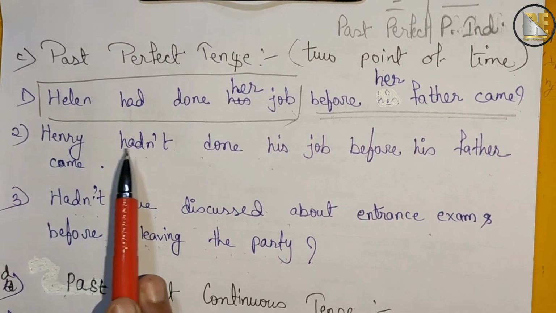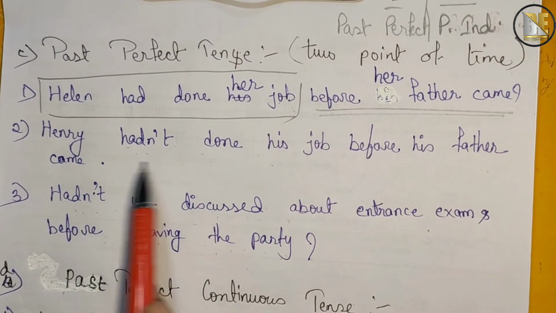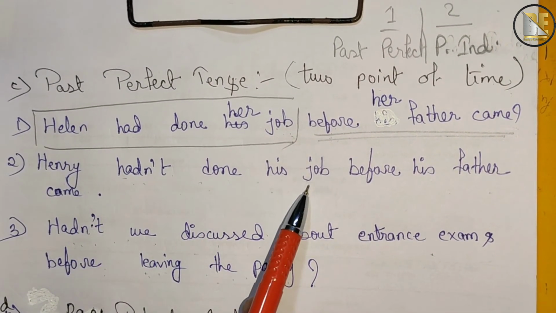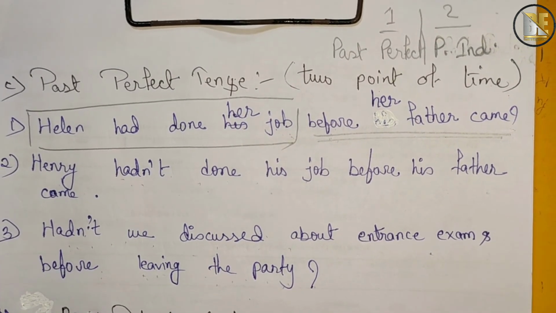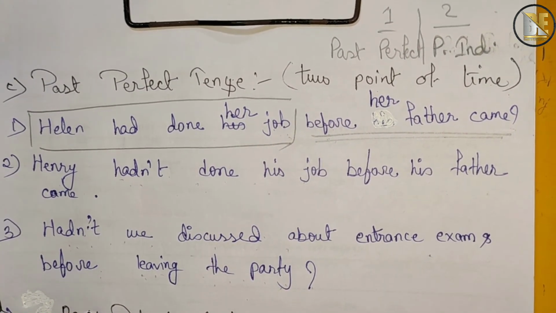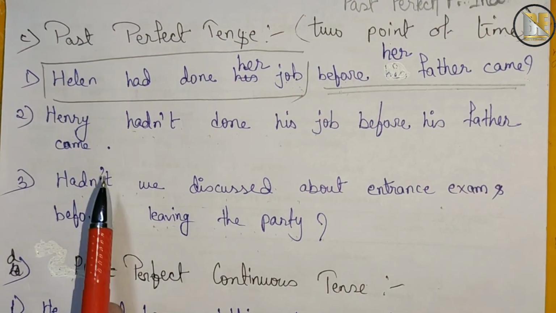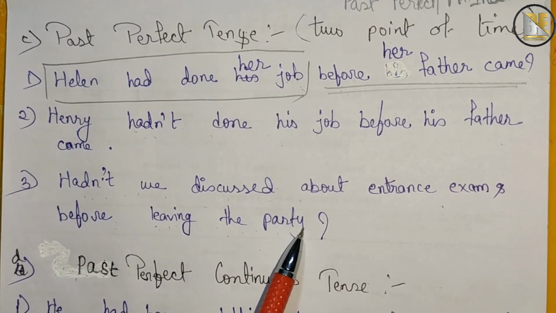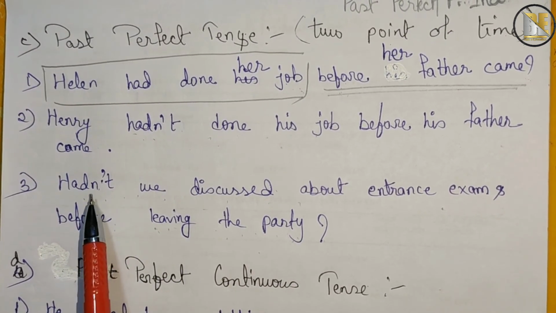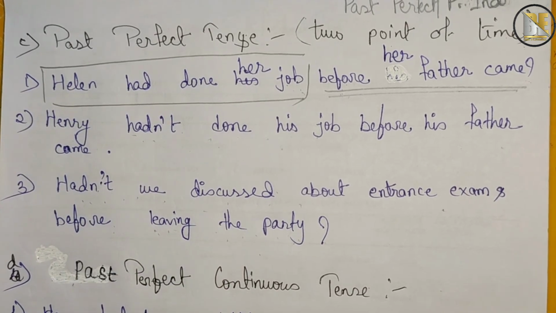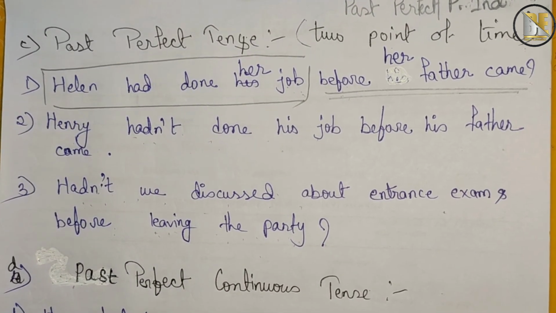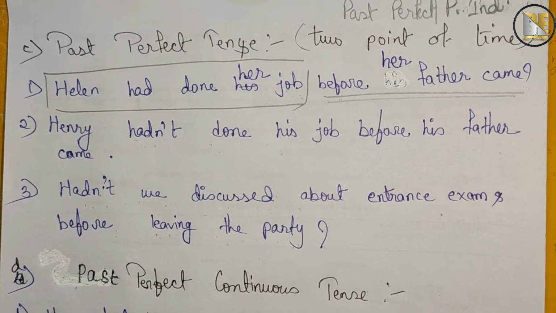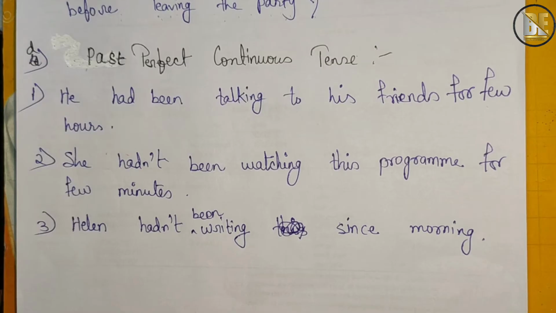The next one is, Henry hadn't done his job before his father came. That means he was asked to do some job, but he hadn't done that job before his father came. So that means his father has already came, but he hadn't done his work. The next one is, hadn't we discussed about entrance examination before leaving the party? That means we have doubt in our mind that hadn't we discussed about the entrance examination before leaving the party? That means we already have left the party and we have question in mind. Hadn't we discussed about entrance examination before leaving the party?